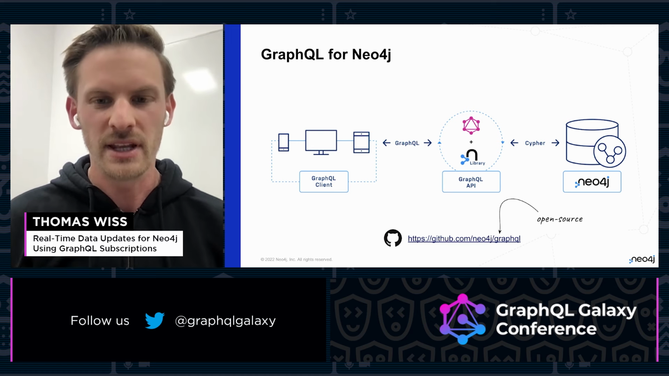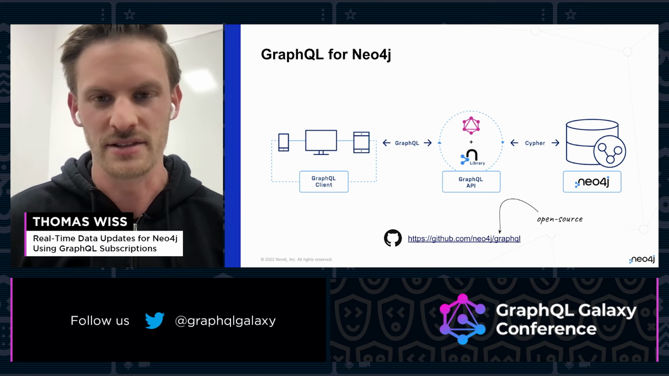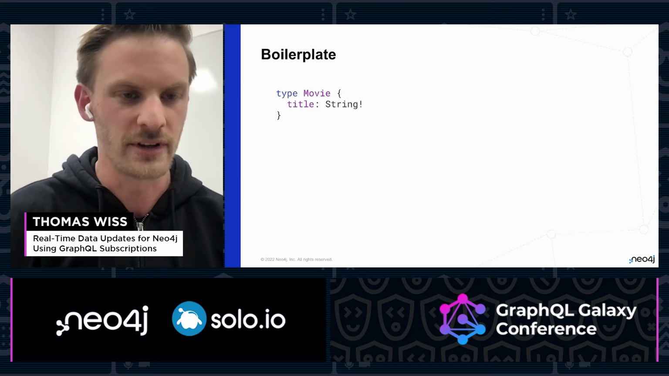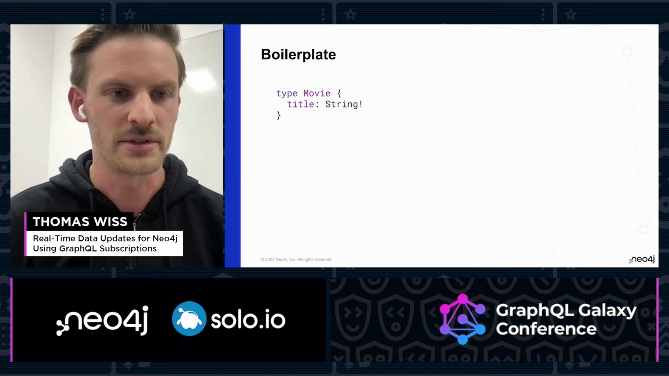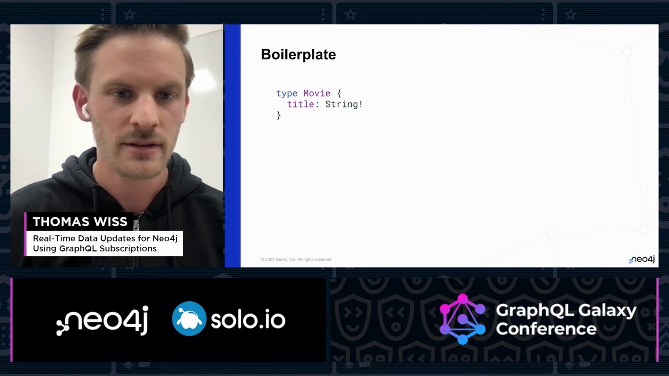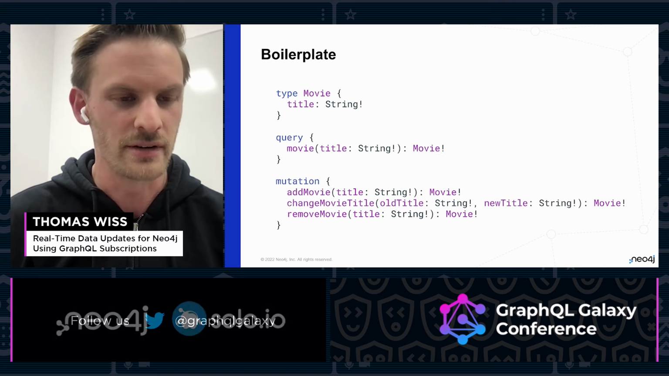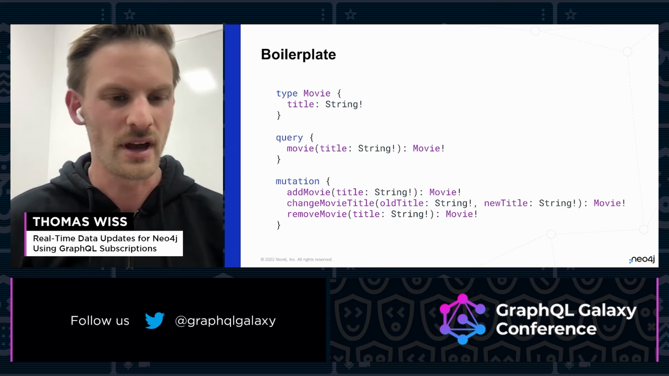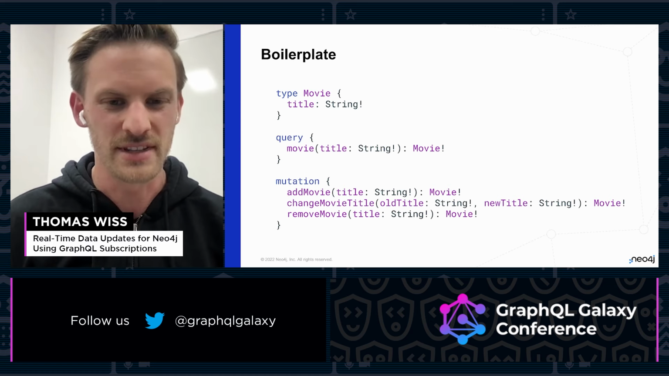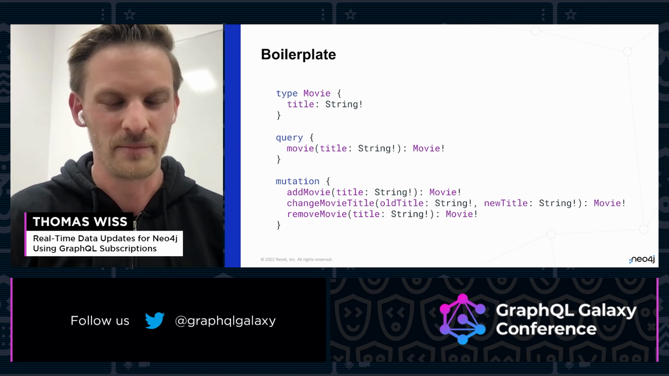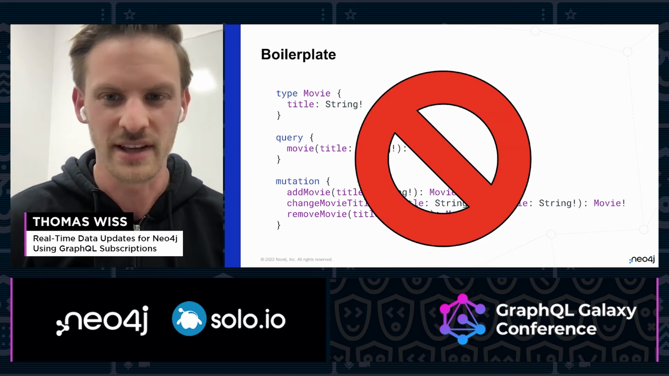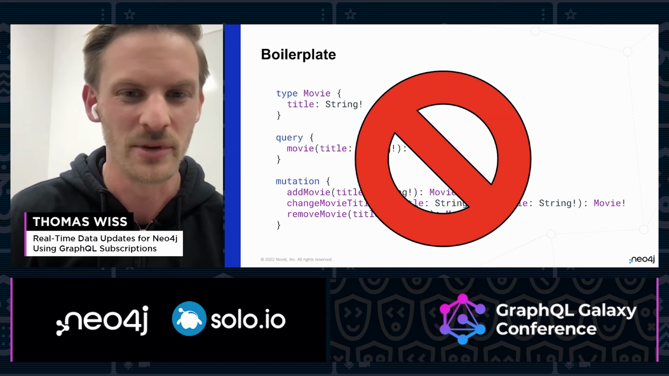But we need an API, right? We have to define the API somehow. And usually you would go along with something like this, right? You create your types, your type Movie here with a field title. And then you have to do this cumbersome stuff here. You have to write read queries. You have to write all these mutations, change, remove, etc. You even have to write the resolvers for all of that. I mean, how painful is that? No way, I'm not going to do that.